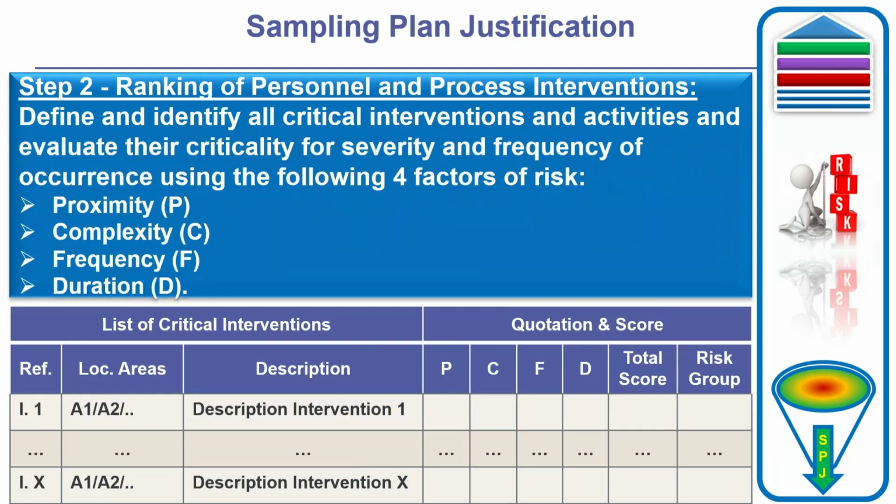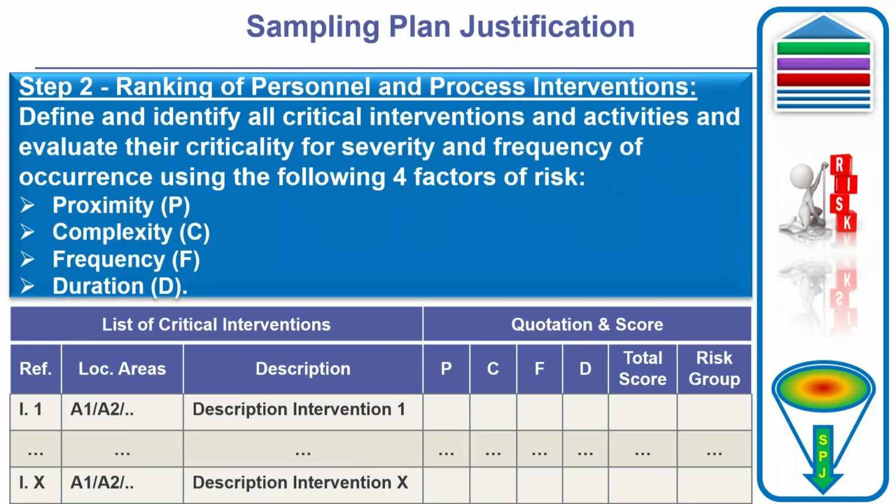And after step 2, that's for the ranking of the personnel and process intervention. Define and identify all critical interventions and activities and evaluate their criticality for severity and frequency of occurrence using the following 4 factors. Again, proximity, complexity, frequency, and duration of the intervention. And you have the table.